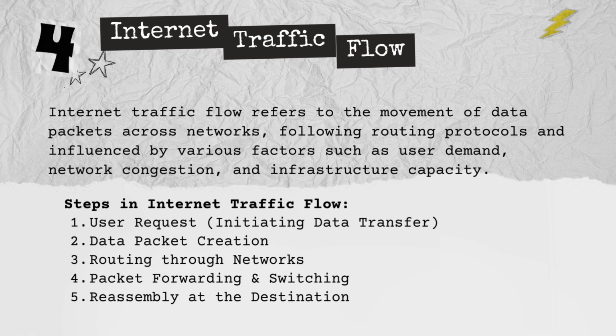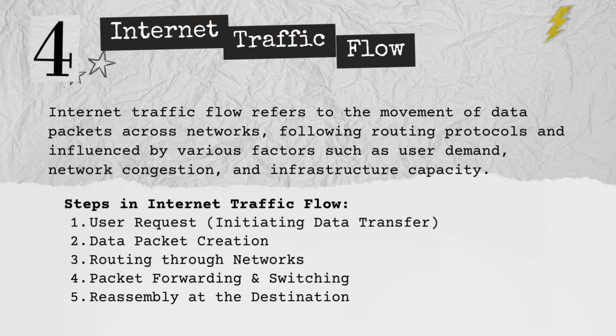Step 1. User request. Every interaction on the internet starts with a request. When you type a website address, click on a link, or start a video, your device sends a request to the server. Step 2. Data packet creation. The requested information is then divided into small chunks called data packets. Each packet carries part of the content, along with instructions on where to go.